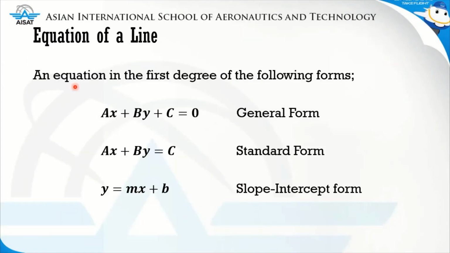When we talk about the equation of a line, it is an equation in the first degree which can be written in the following forms. We have first the general form, which is written as ax + by + c = 0. And second, we have the standard form, ax + by = c. Now, in general and standard form, the values of a, b, and c are integers. The last one is the slope-intercept form. It can be expressed as y = mx + b, where m is the slope and b is the y-intercept.